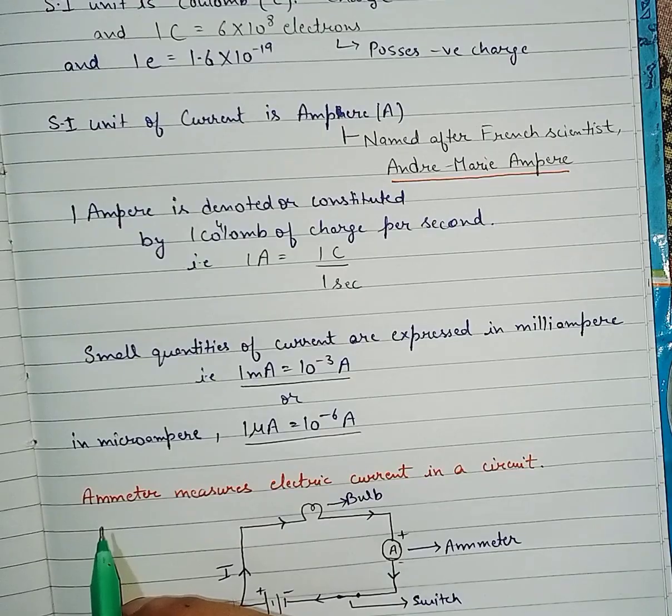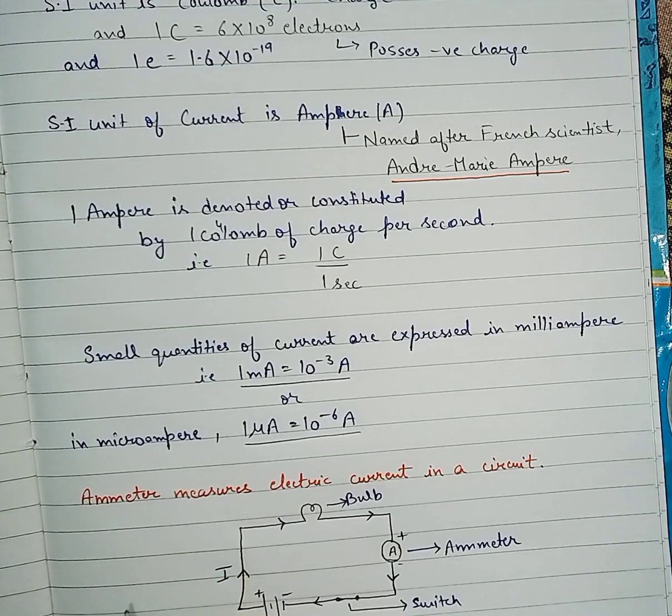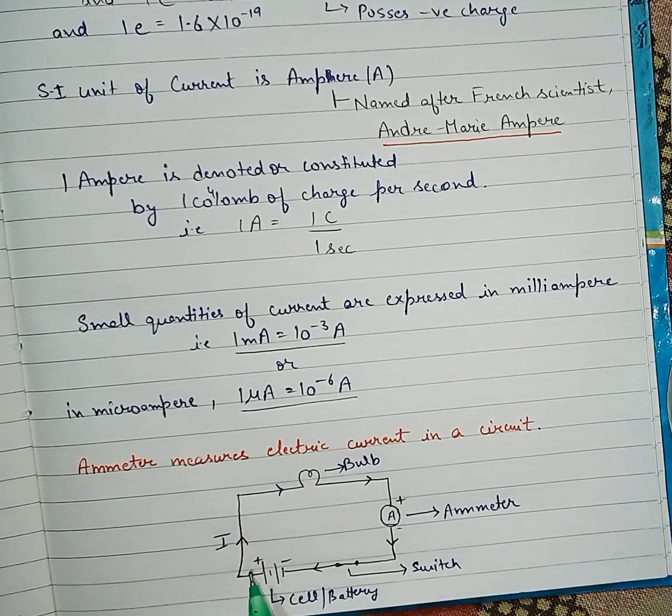Now there is an instrument in physics called an ammeter, which measures electric current in a circuit. This is the closed circuit, in which to make a closed circuit we have to attach wires, batteries, switches, ammeter and bulb. Current flows from positive direction to negative direction. When we join all the plus minus ends of the ammeter, cells and the bulb, the bulb will glow.